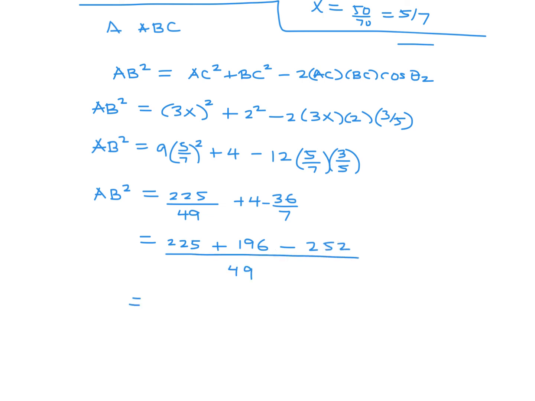Okay, so what is this? I think it's positive 169, so 169 over 49. That works out really nicely because it means this is a perfect square. So AB, if you take the square root, will be 13 over 7. Great, and therefore that is the answer to 7b.